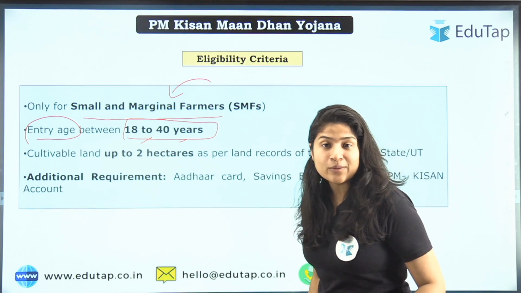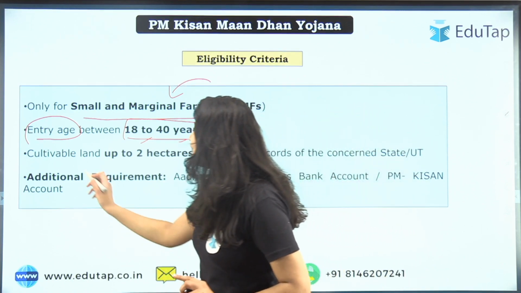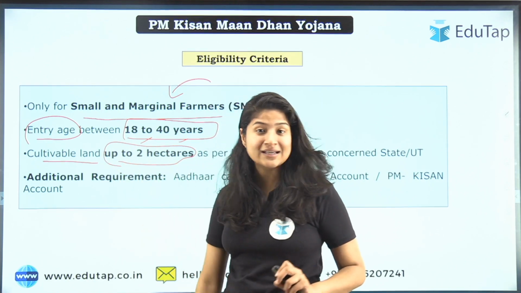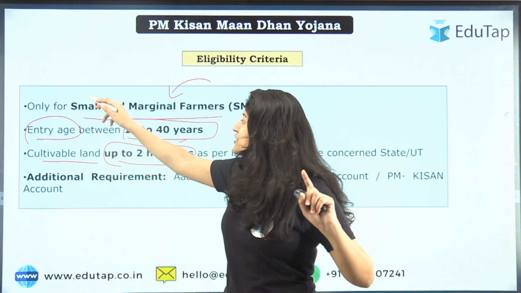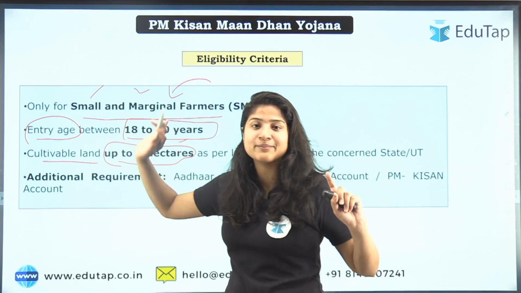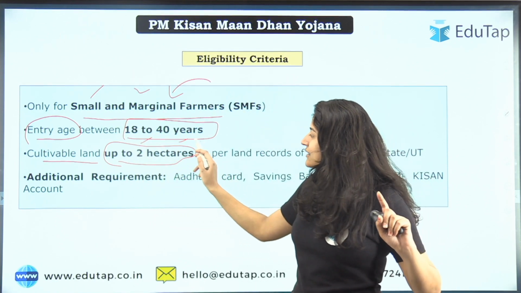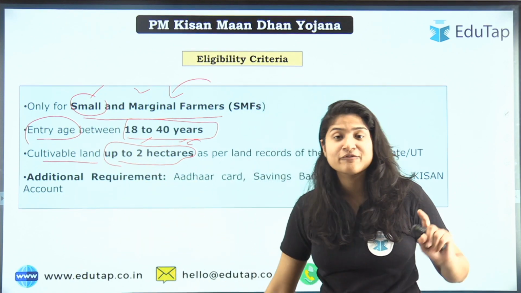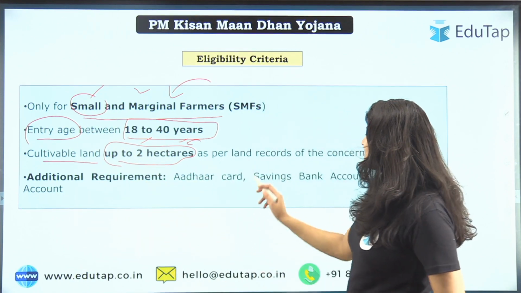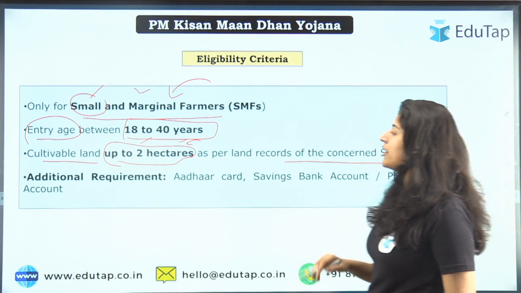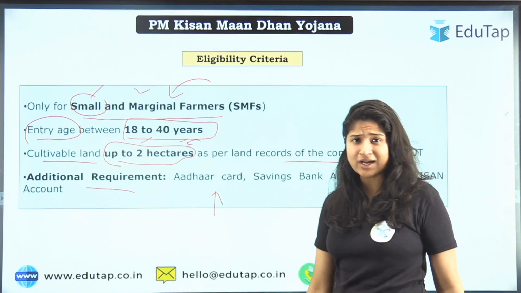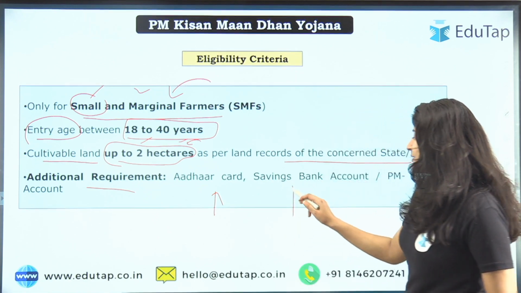And there is one more criterion, which is that the cultivable land should be up to 2 hectares, because according to the definition, it is for small and marginal farmers. That is why it is up to 2 hectares, because we are talking about small farmers here. Next, the land should be recorded. And next is an additional requirement. One must have an Aadhaar card, he or she, and a savings bank account.